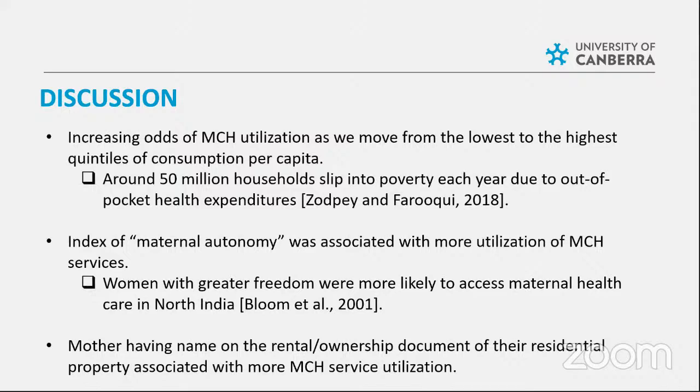Household wealth is another significant factor with the odds of MCH service utilization increasing as we move from the lowest to highest quintiles of consumption per capita. So, mothers from lower consumption quintiles may face financial difficulties when trying to access MCH services because, as I mentioned, there are many direct and indirect costs involved. We're talking about cost of medicine, cost of transportation, foregone salary or foregone income of the husband. In the Indian case, also bribery at the hospital and health centers to get the service that you need.